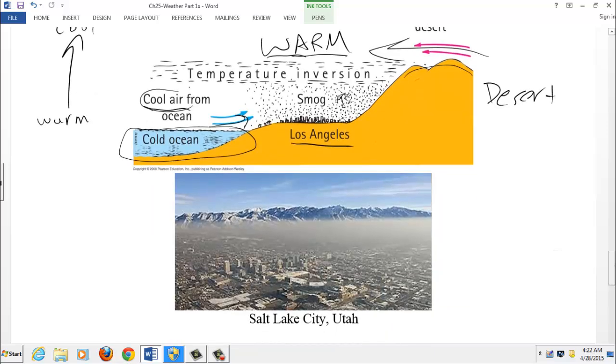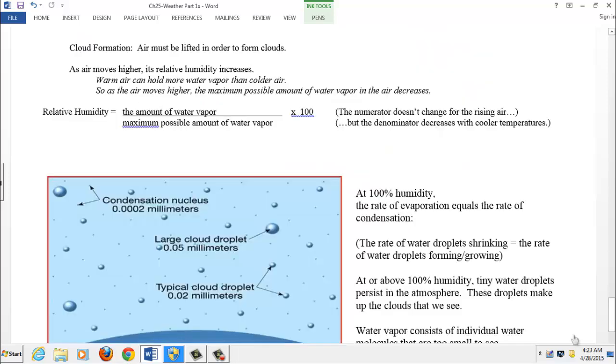And LA is not the only place with smog. Here's Salt Lake City. And you can see all the smog right here. It's an inversion layer. We have a temperature inversion.